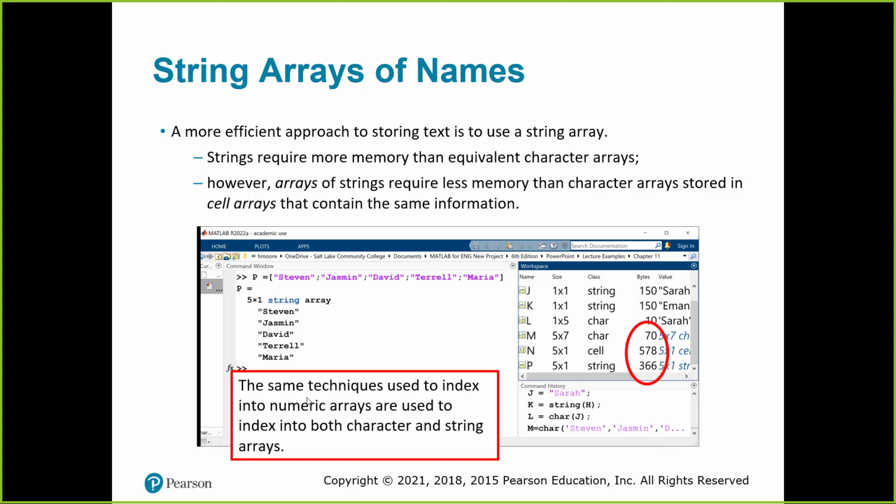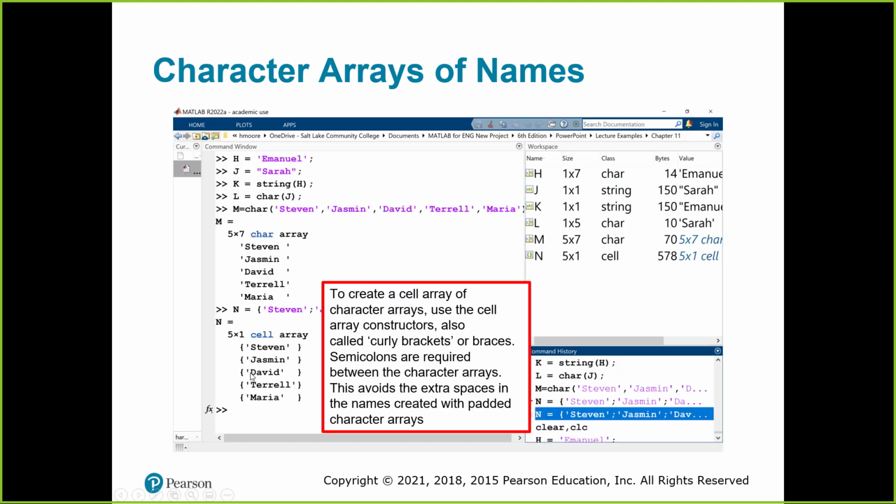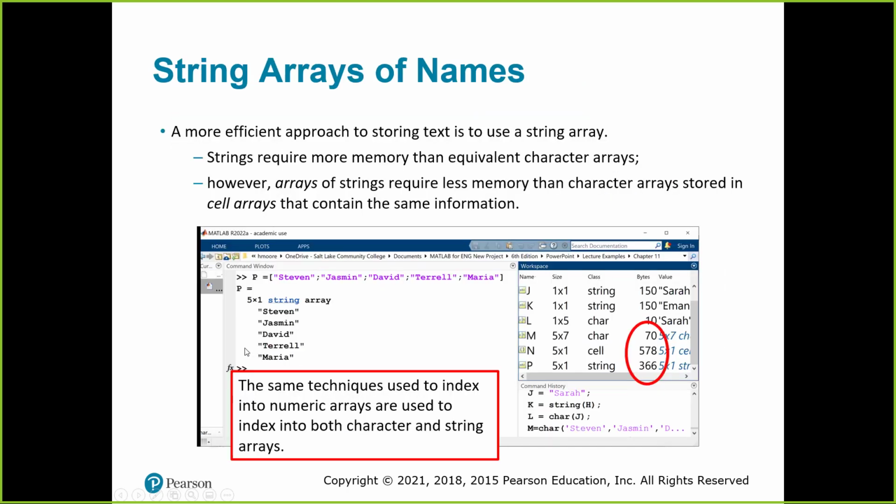However, arrays of strings require less memory than characters stored in cell arrays. Okay, so that's nice. But it's just the same way. So if you're doing string arrays, you use square brackets. Characters are curly brackets. Strings are square. And this one here will say each one is only one element, so it doesn't matter if one's longer than the other.